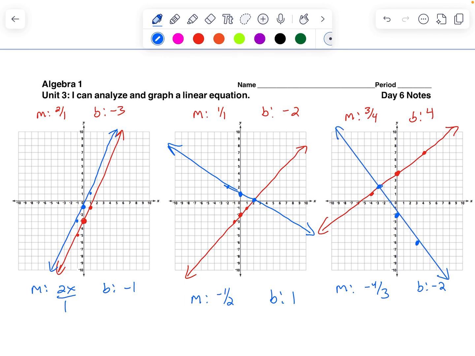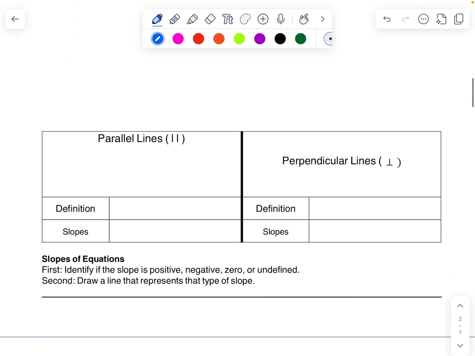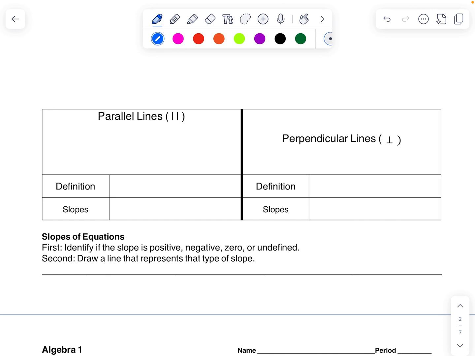Roughly something like that. Okay. So, like I said, we're going to come back to these and kind of identify what makes those lines do what they do in a sense. Okay? So, let's go ahead and fill this next part out.